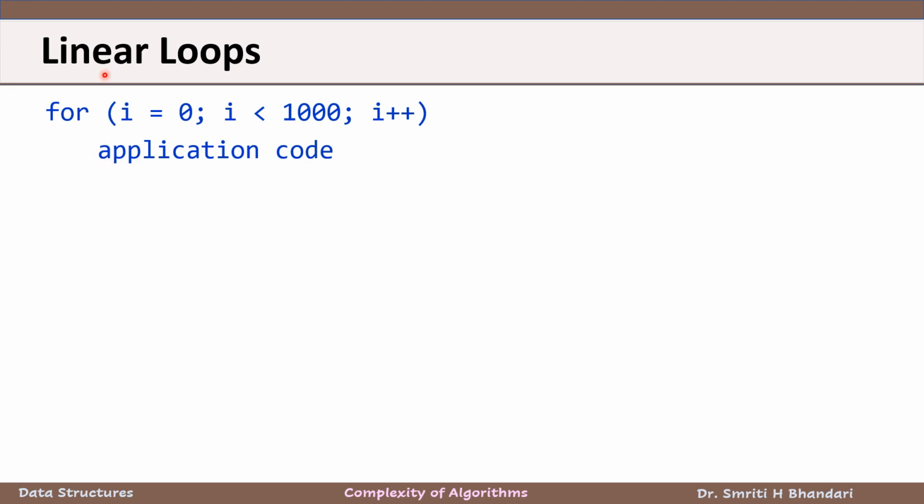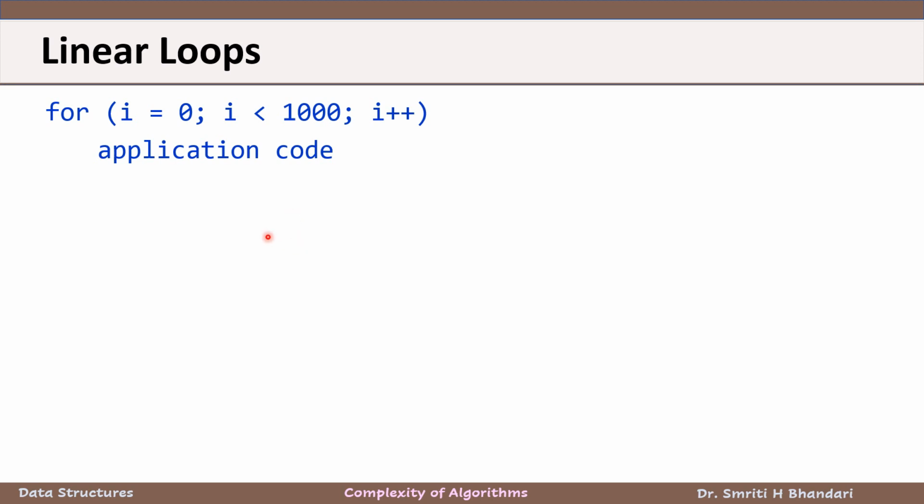So let's consider the linear loop, right? Here we have a for loop, and i is the running variable that varies from 0 to 1000, and every time i gets incremented by 1. So whatever the application code is, it is executed those many times in the loop, right?